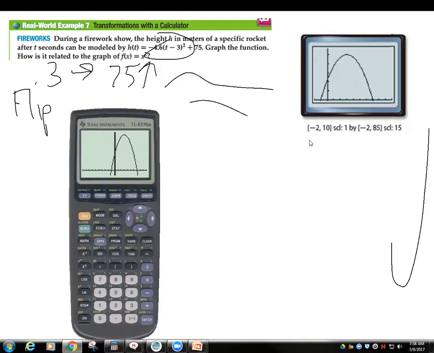They adjusted it also. They changed the window to go from -2 on the x-axis to 10. And they made this scaling, this x scale stands for how often they're going to put the tick mark, every 1. Then the y, they went from -2 to 85. And in this one, they put a tick mark every 15 units. You don't have to get that crazy about it. But using the vertex and whether it's flipped over or not will help you a lot in determining what window to use to graph the function.